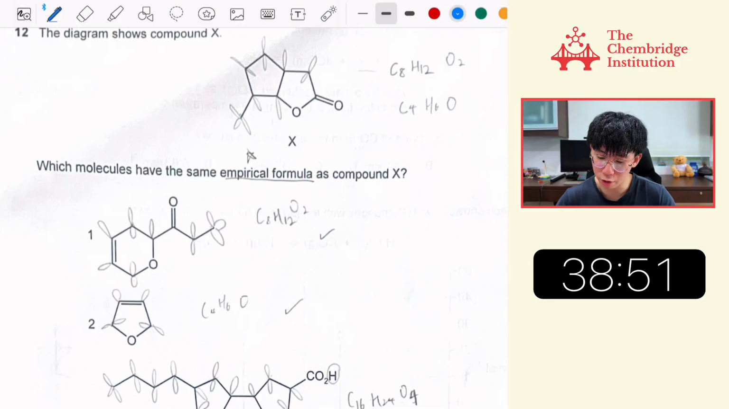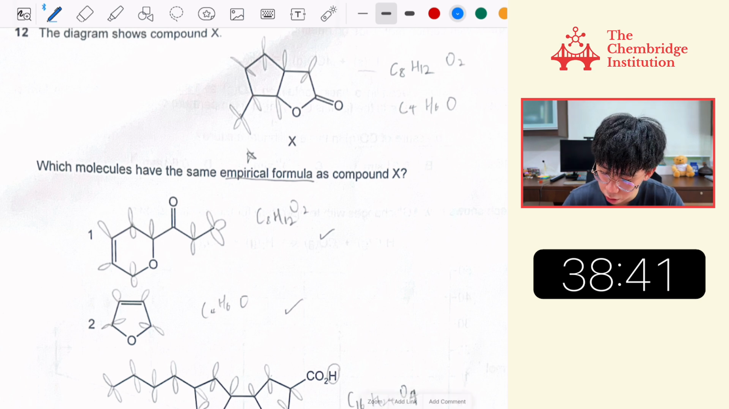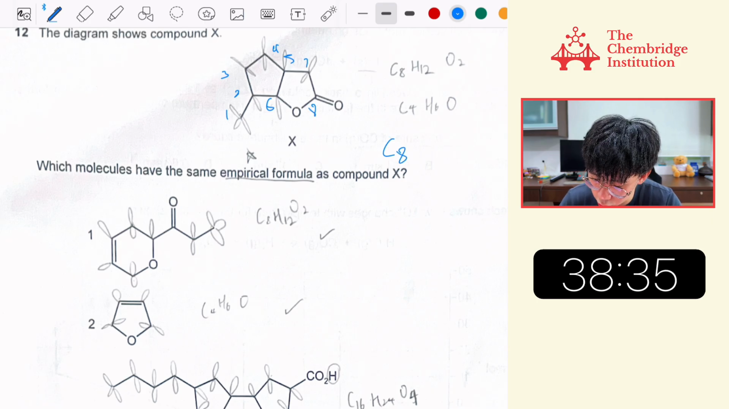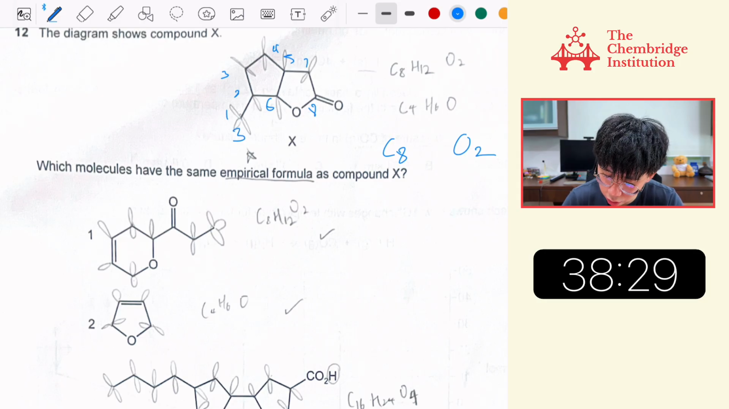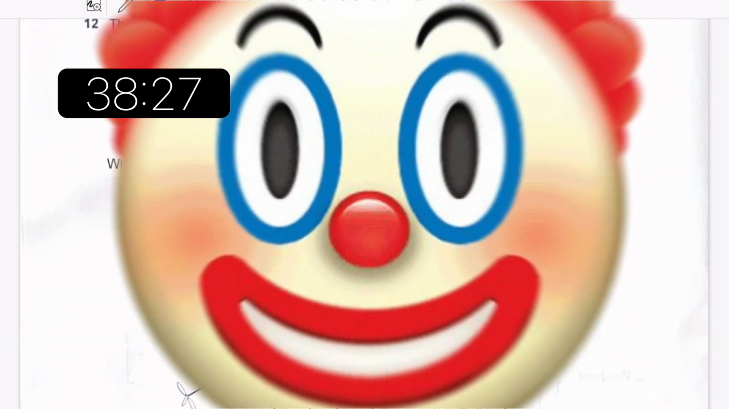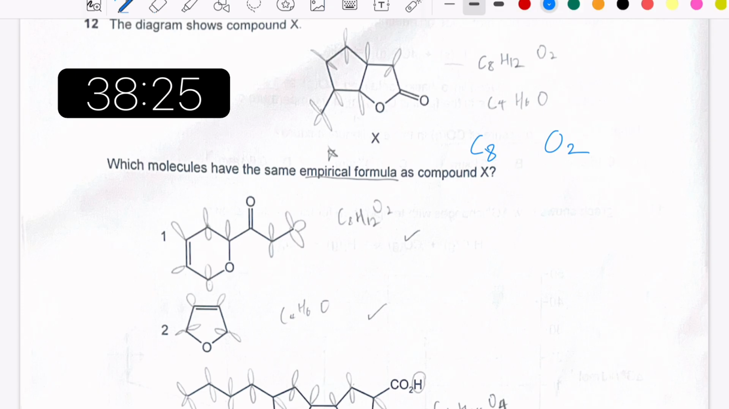Okay, next. So the diagram shows compound X over here. Which molecules have the same empirical formula as compound X? Oh, this is just a counting question. It's so annoying. So let's just count 1, 2, 3, 4, 5, 6, 7, 8 carbons. So it's C8, and then there's 2 oxygens, and then how many hydrogens? I'm just going to erase this. So I'll count the number of hydrogens here. 3.